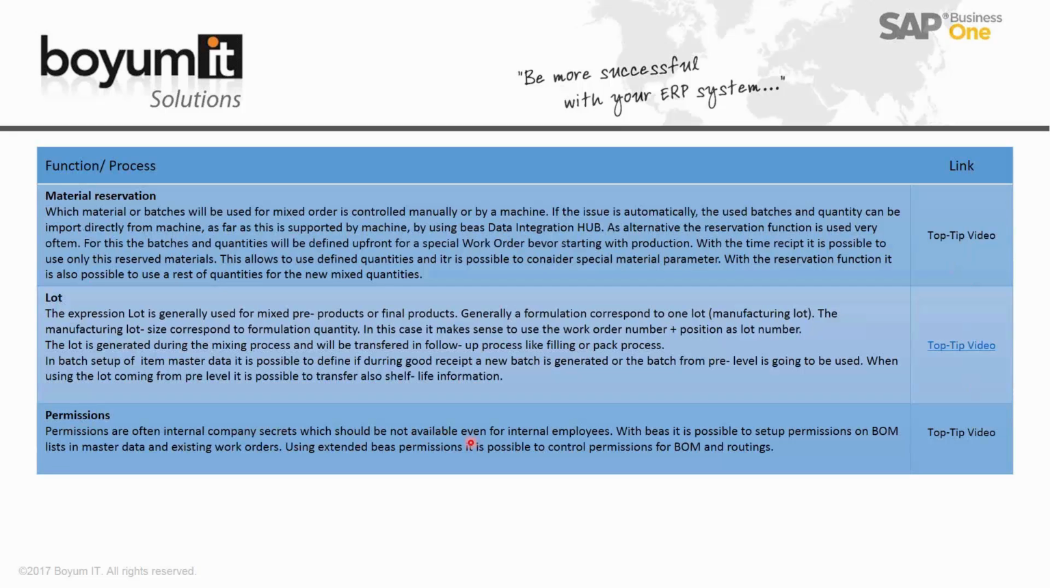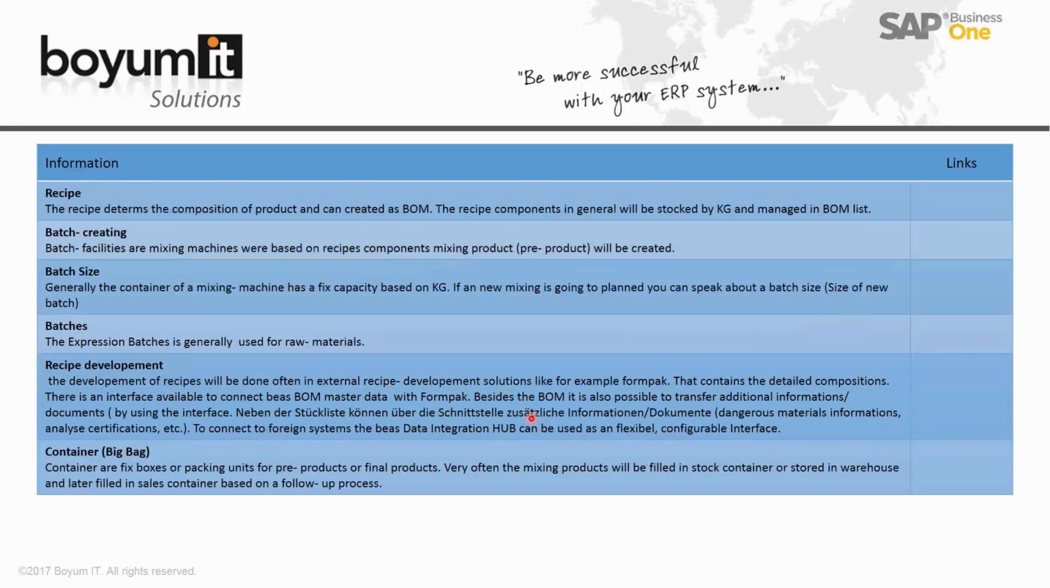This is something where the customer wants special permissions on the recipes. So it can be that the people inside the company don't have the permissions to see the recipes. Also here there are some extended Beas functionalities to set permissions on bill of materials. And then here some more things.